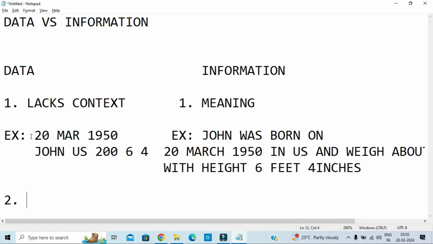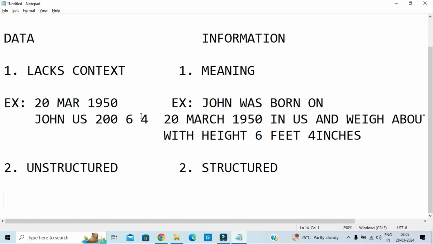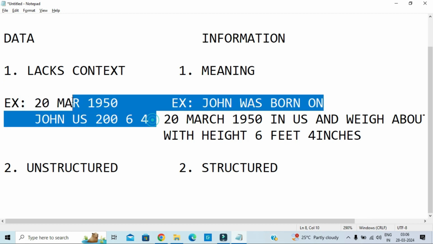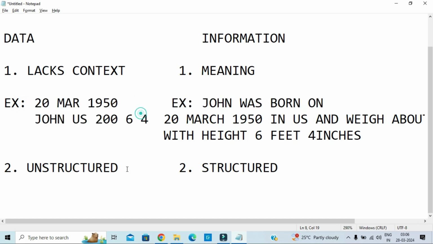If you look at this data, it is completely unstructured, and if you look at this information, it is completely structured. So why is data completely unstructured? If you look at this content, 20 March 1950, John, is it represented in any form of graphs or charts? No. It's not represented in any form of graphs or charts.